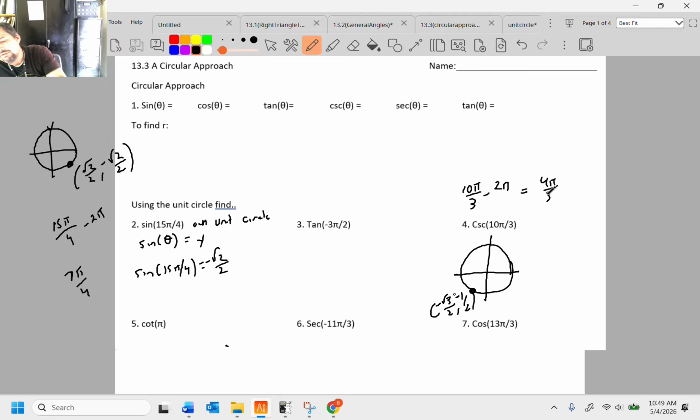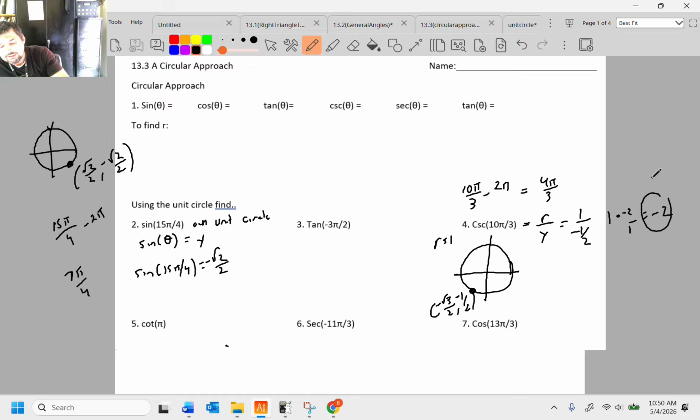Now, cosecant on the unit circle is going to be the radius divided by y. And this is a unit circle, the radius is 1. So it's 1 divided by negative 1/2. To divide by a fraction, we multiply by the reciprocal. So we take 1 and multiply it by negative 2 over 1, and we get negative 2. All right, good with that.